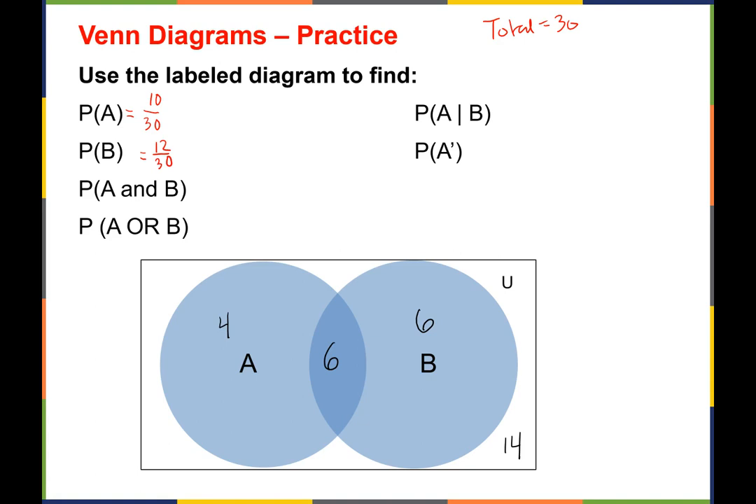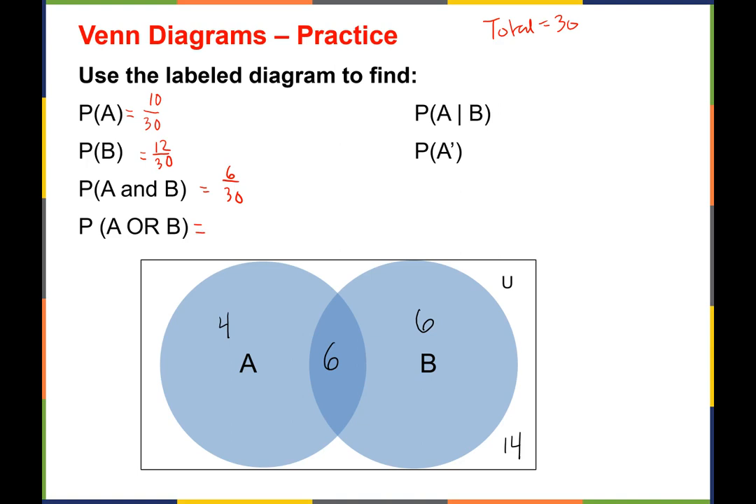All right, what about the probability of being in A and in B? A and B. Well, remember, that's that little darker blue ovalish shape there in the middle. There are 6 items in it out of a total of 30, so that's going to be 6 chances in 30.